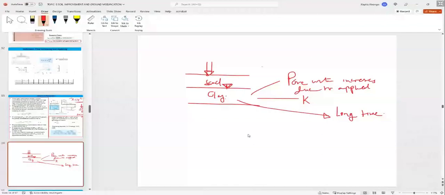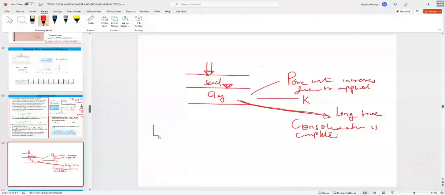All right. Now, until the pore water pressure dissipates, when the pore water has completely dissipated, that's when you say that the consolidation process is complete. Now, how do we simulate the consolidation process? We simulate this condition in the lab using the odometer test.